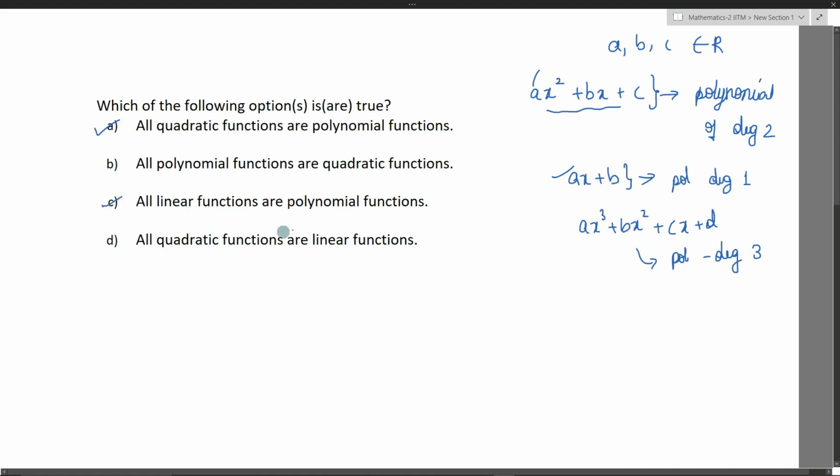All quadratic functions are linear functions. This doesn't even make sense, right? Quadratic functions are of degree 2 and linear functions are of degree 1, so these are not equal. So options A and C are correct.